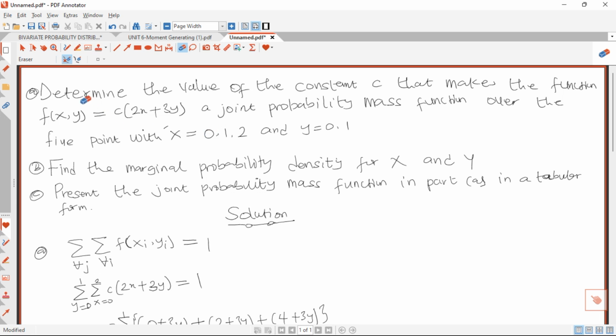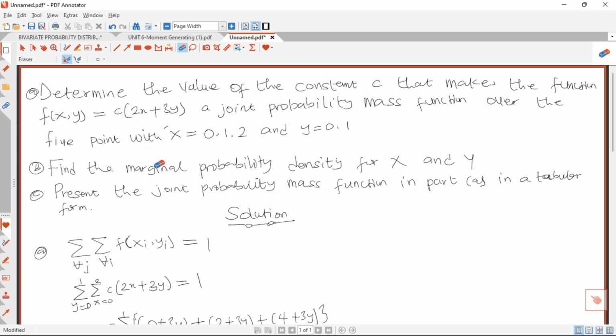Okay, yes, so it says determine the value of the constant c that makes the function f of x, y, which is equal to c times (2x plus 3y), a joint probability mass function over the 5 points with x equal to 0, 1, 2, and then y equal to 0 and 1. So all that we have to do is calculate the constant c.